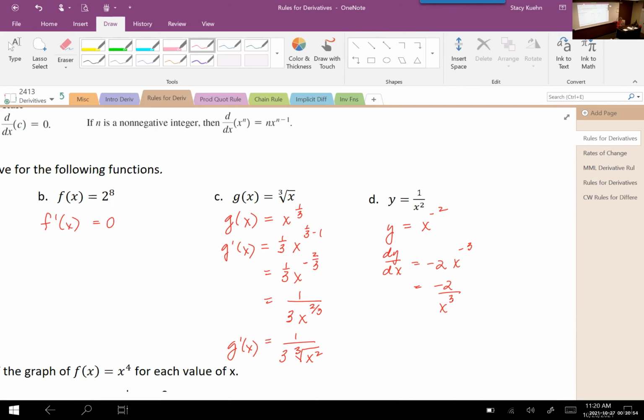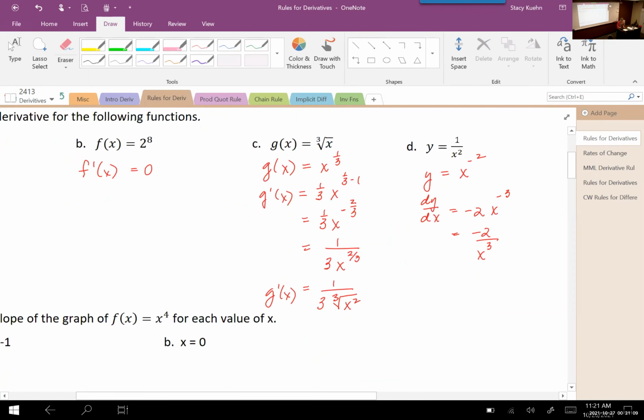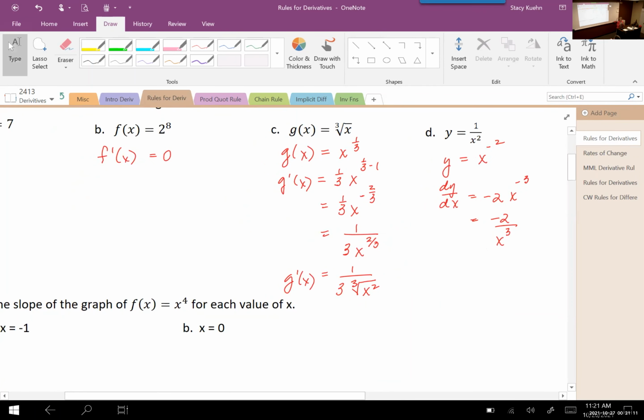So when we're dealing with radicals, you want to change it into its rational form. And then typically, for now, if you just have a single variable down there in the denominator, it's easier to rewrite it using the negative exponent rule, apply the property, and then go back to the written form of it. Okay.